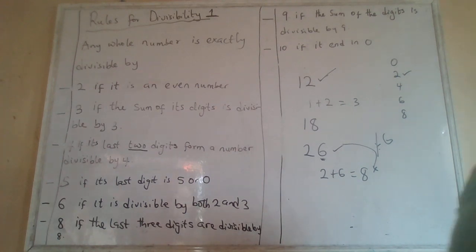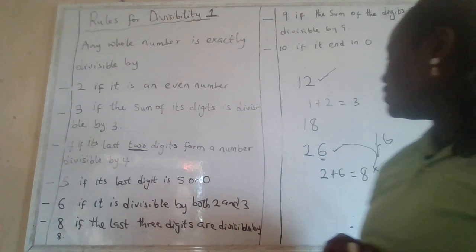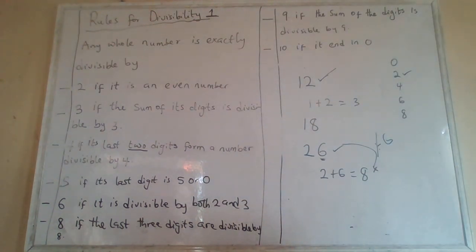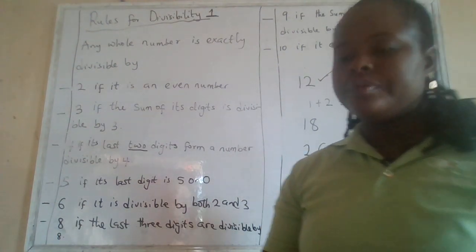So it has to obey the rule of divisibility for 2 and 3 before you can say that the number can be divided by 6. Let's move on to 7. Okay, there is no special law for 7.